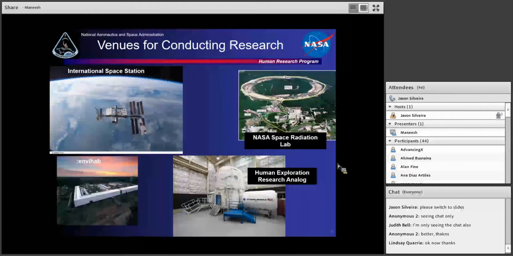For isolation, we have the Human Exploration Research Analog, which is here at Johnson Space Center. And then we also have other analogs around the world. The most notable would be NEK in Russia. You may have heard of the Mars 500 mission. That's the same facility, and we will hopefully be doing some longer duration isolation studies there in the near future. Next slide.